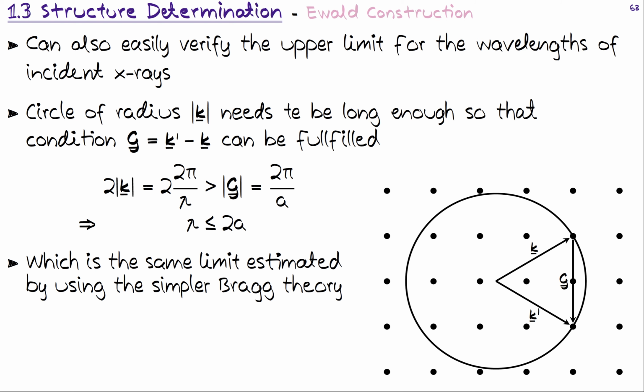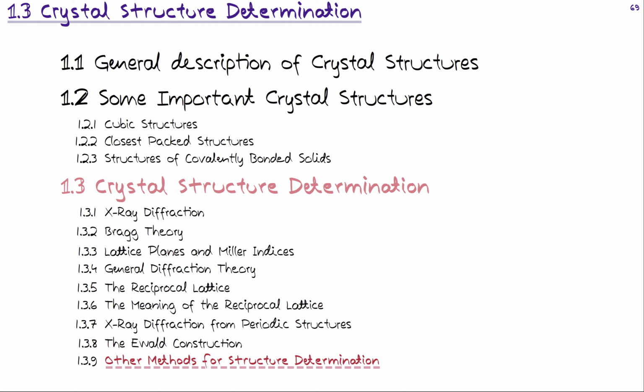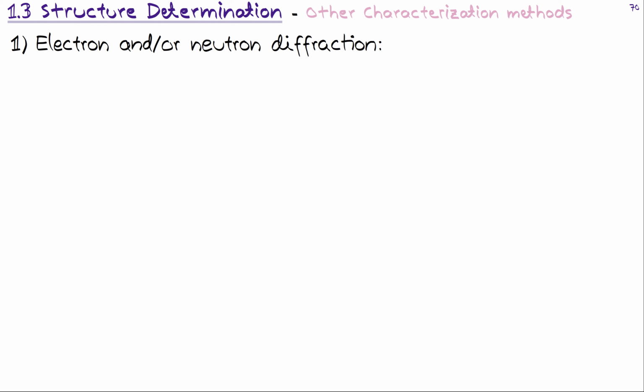And now that we have covered the basics of the Ewald construction, we are pretty much ready to move to the final part, where we very briefly discuss what other techniques can also be used to characterize crystalline structures. So, to the final part on other methods regarding structure determination: in addition to X-rays, we can also make electron or neutron diffraction experiments, and that is of course possible.